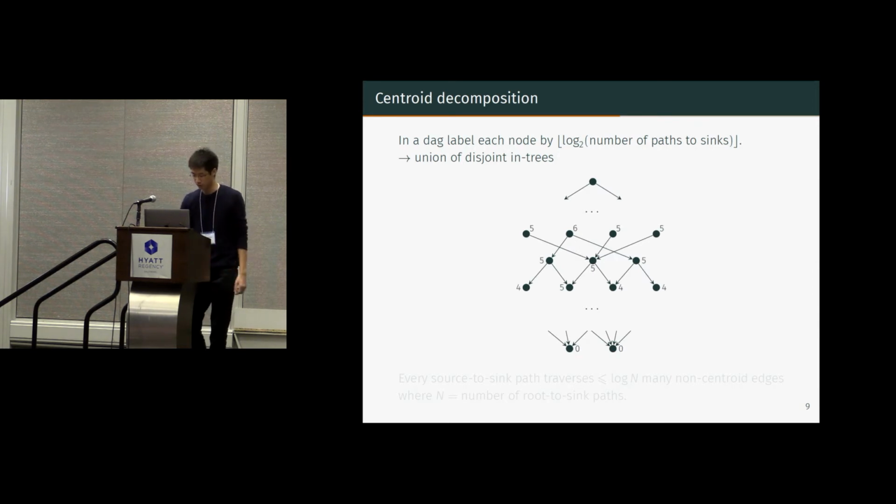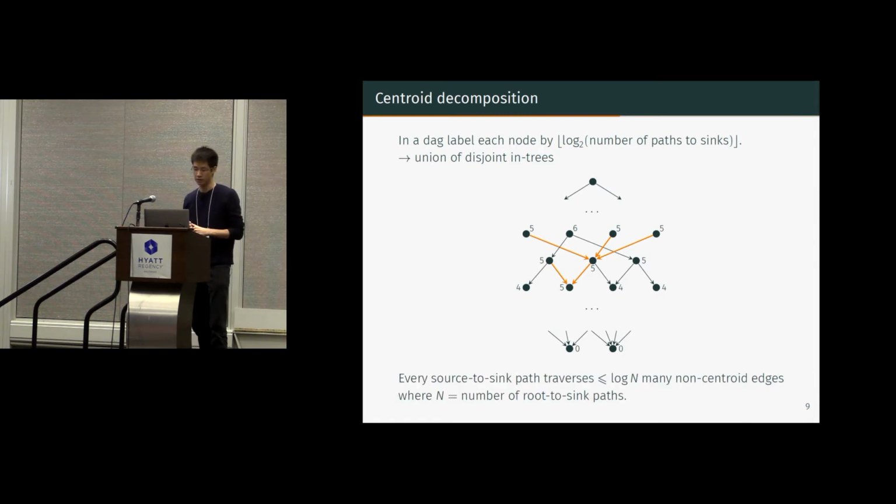Okay, so this could look something like this. But now we have the problem that, still from every node we have at most one outgoing edge, but now there can be many incoming edges, right? Because we are in a DAG. So we will try to fix this, but still we have this good property that every path from the source to some sink only traverses log n many non-centroid edges. And here n is not the size of the DAG, but the total number of paths from some source to some sink.